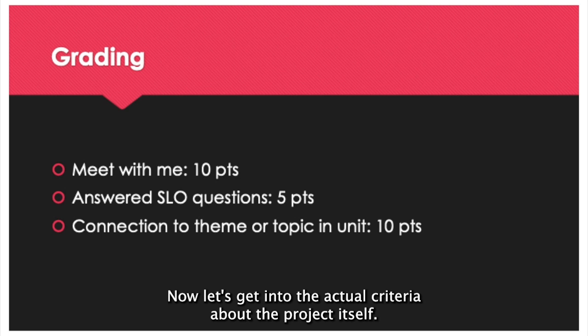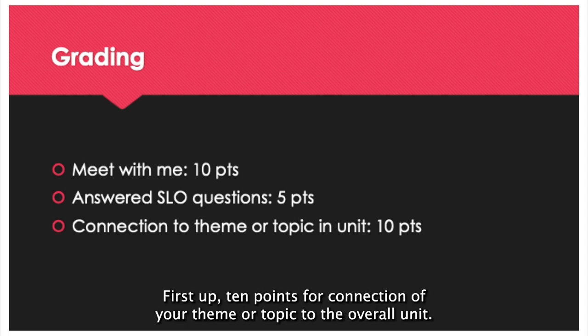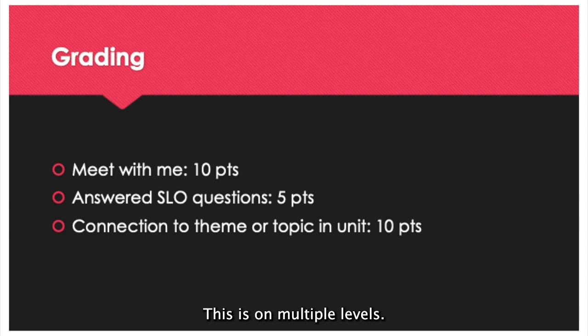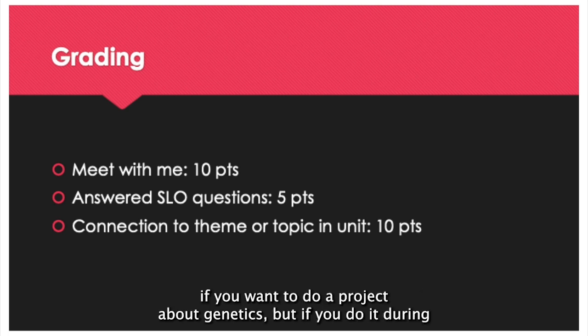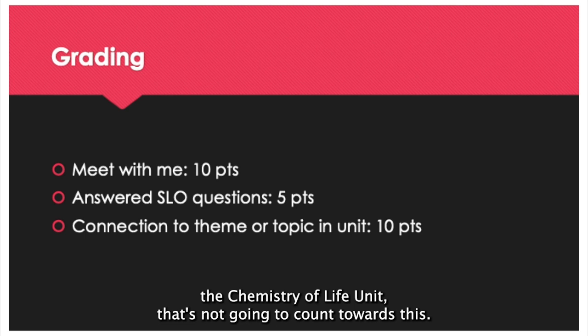Now let's get into the actual criteria about the project itself. First up, 10 points for connection of your theme or topic to the overall unit. This is on multiple levels. So first of all, is the theme or topic of your project something that is in that unit? You know, it's all well and good if you want to do a project about genetics, but if you do it during the chemistry of life unit, that's not going to count towards this.